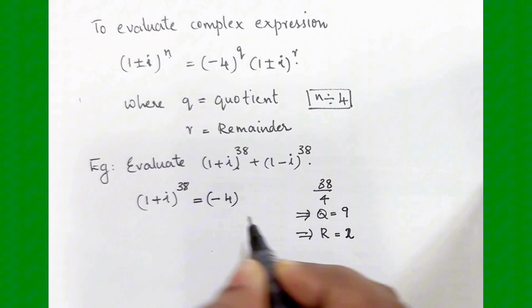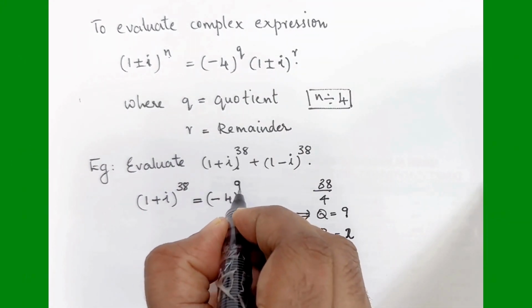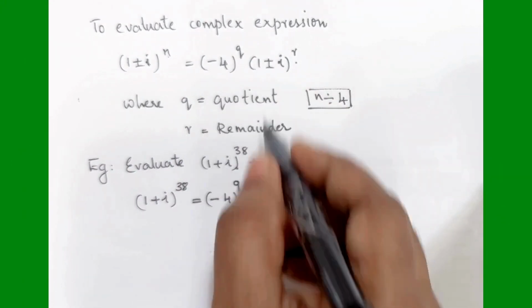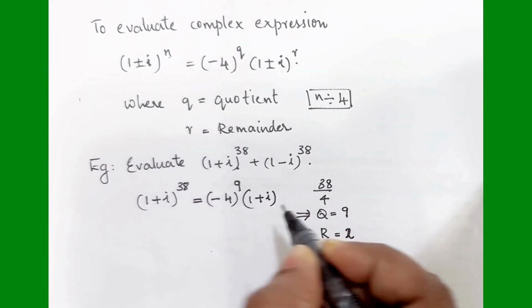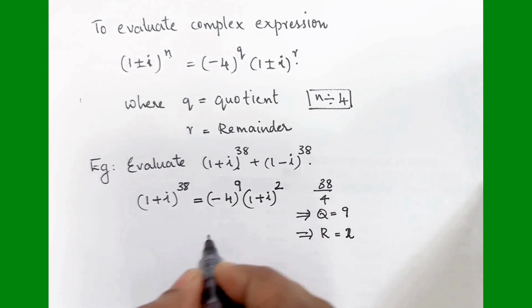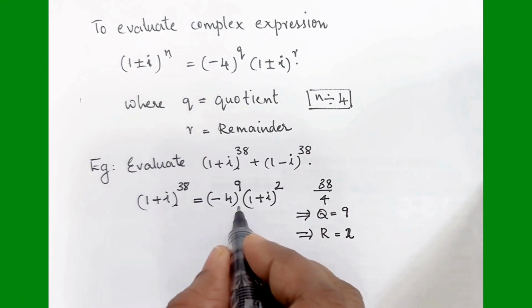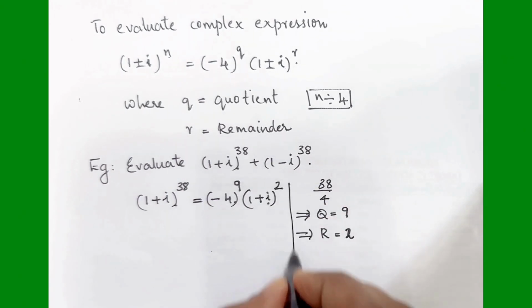So just to substitute the value here, (-4) to the power of q. So q will be 9, into (1 + i) to the power of r, so (1 + i) to the power of the remainder. That means 2. That is, (1 + i)^38 is equal to (-4)^9 into (1 + i)^2.